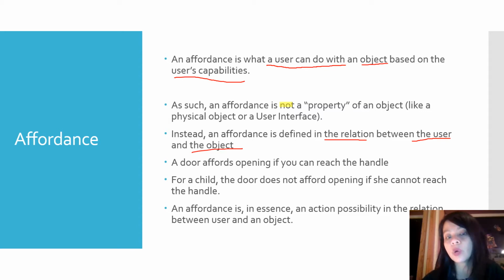So a door affords opening if you can reach the handle. Again, I go back to the user's capabilities here. For a child, the door does not afford opening if he or she cannot reach the handle. So affordance is really the action possibility in the relation between the user and an object.